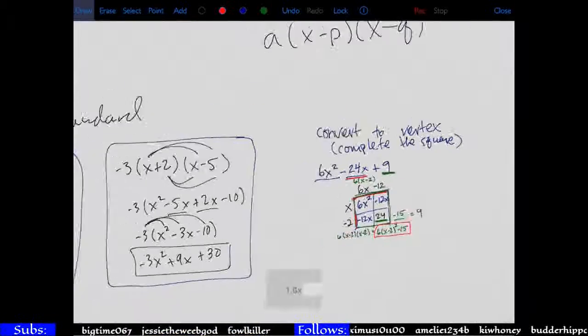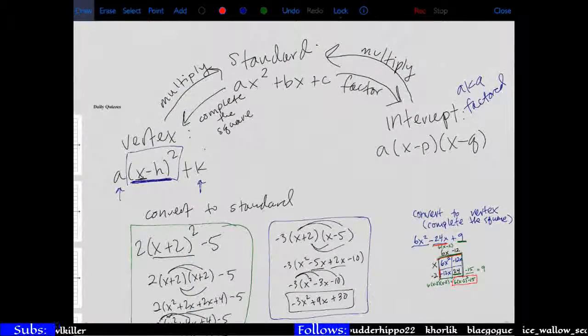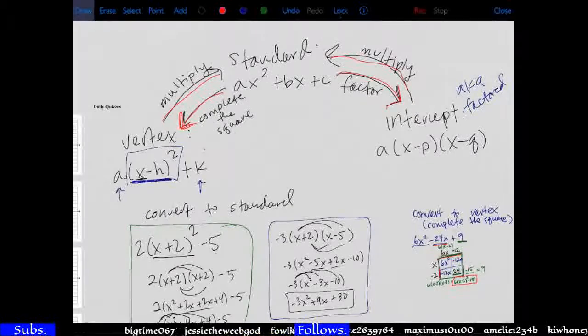Okay, so that's it for converting. Converting to standard: multiply everything out. Just multiply, multiply, multiply. Multiply correctly, I would say, is the most important thing there. To get to intercept or factored form, just factor. And to get from standard into vertex, complete the square. Find the square, build the square, then complete the square.